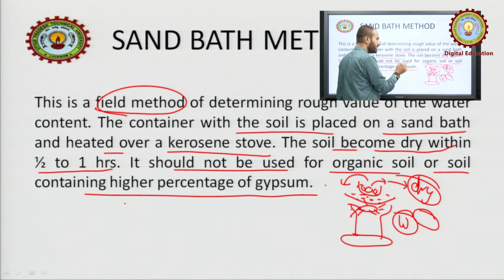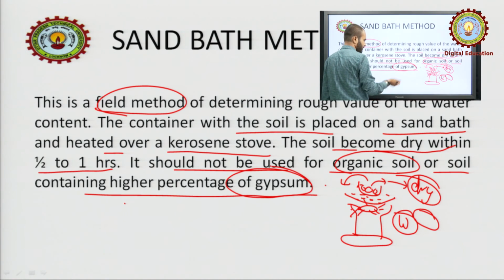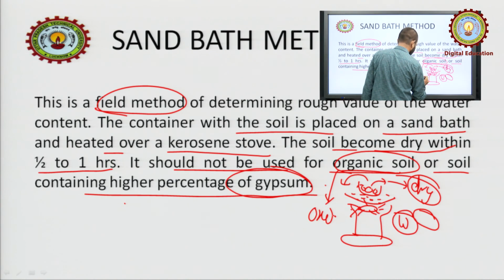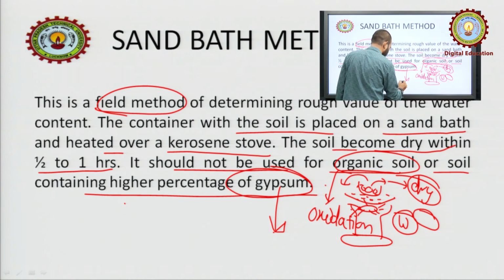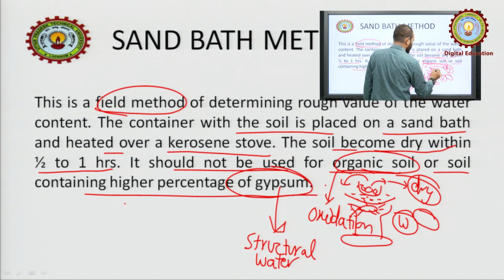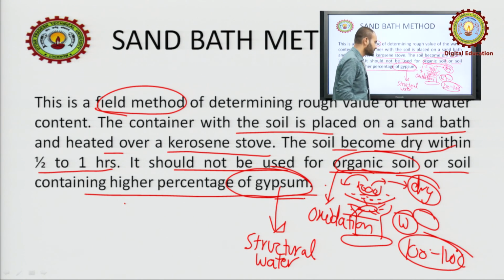But this method is never used for organic soil and soil containing gypsum. Why? Because in organic soil, oxidation will occur. And for gypsum, because structural water will be lost, as you know it is not a controllable process. It is not that it will be only from 100 to 105 or 110, as I told you before. So this is not used where gypsum is there.